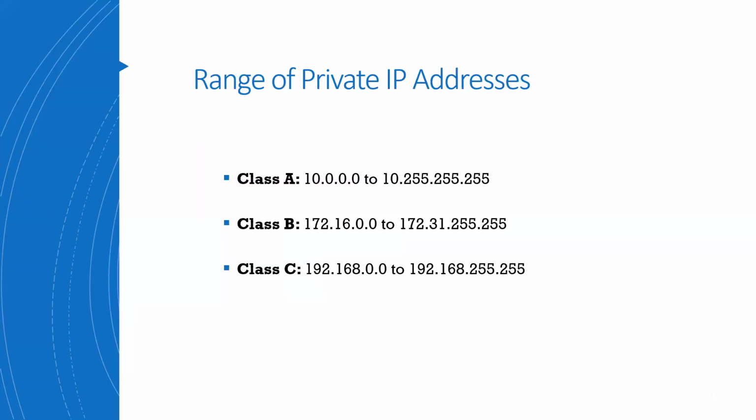There is a range for private IP addresses, something like class A, class B, class C. If you want to find which one is a private IP address and which one is a public address, for example, I'll give a value, 1.2.3.4. Does this IP address come inside a private range? Check from 10.0.0.0 to 10.255.255.255. No, it doesn't come, so that's why it's a public IP.